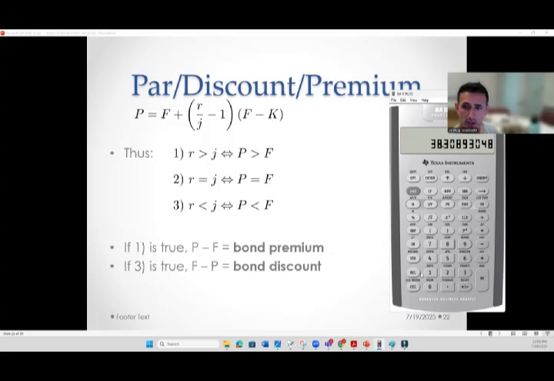So I'm going to take 100 minus K times R over J minus 1. And this is literally what P minus F is. So F minus P is going to be $1.89. Let me store that in a 4 spot.